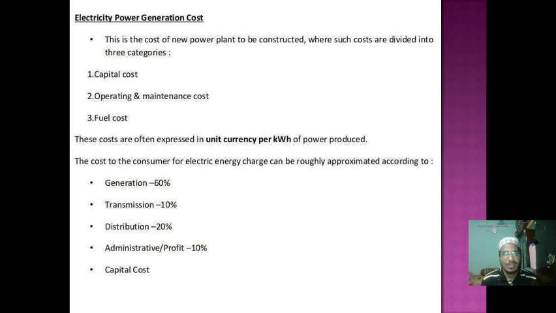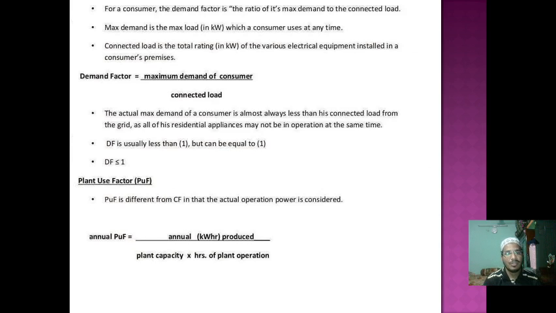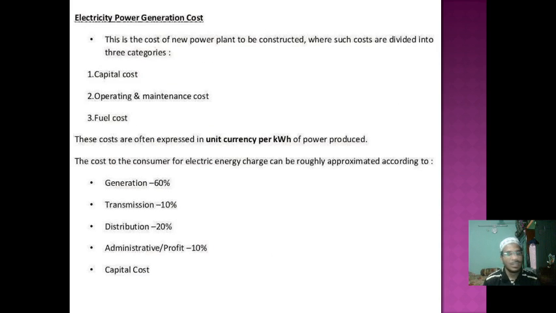Electricity power generation cost. We discussed the last section earlier. Here we are discussing how much power we are producing, where, and as per what criteria we are generating, and how we will know the customer's power requirement or demand factor. These are the terms and conditions we already discussed. Here we are discussing the electricity power generation cost, and how much it will be taken from different customers.